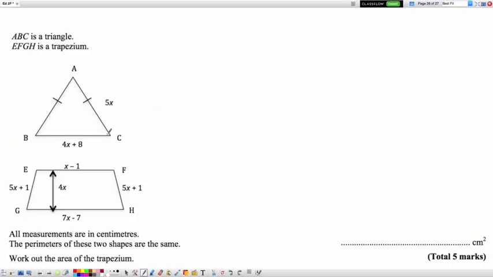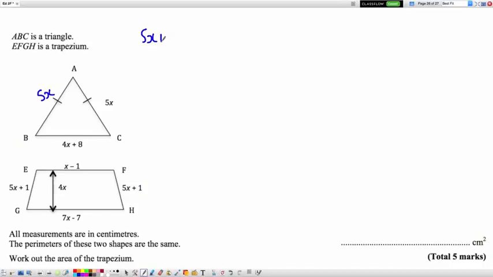ABC is a triangle here. It's an isosceles triangle because we have these two lengths have a dash on, which means that they are the same length. We then have a trapezium shown here. We're told that the perimeters of the two shapes are the same and asked to work out the area of the trapezium. Well, first off, we need to get an algebraic expression for the perimeter of the triangle.